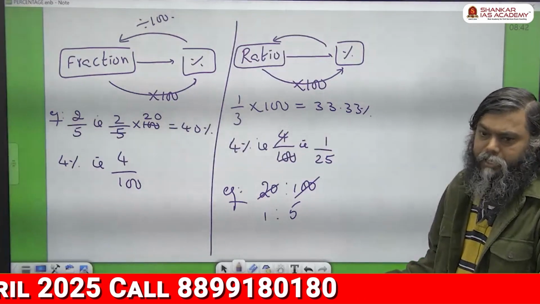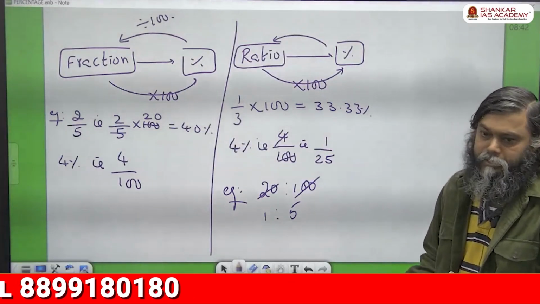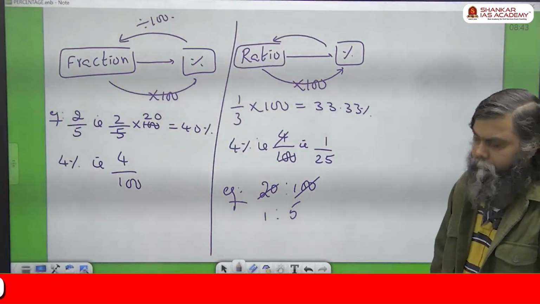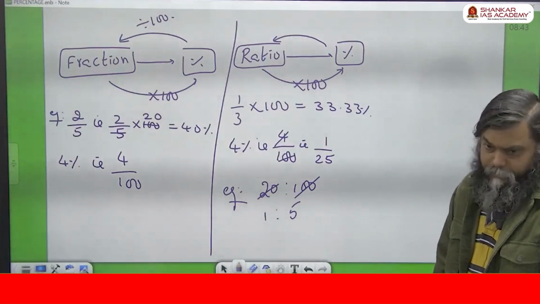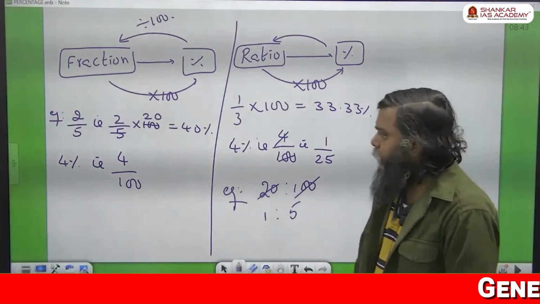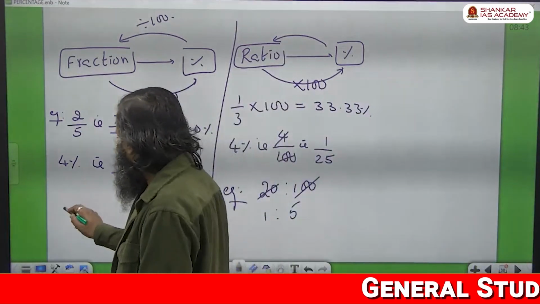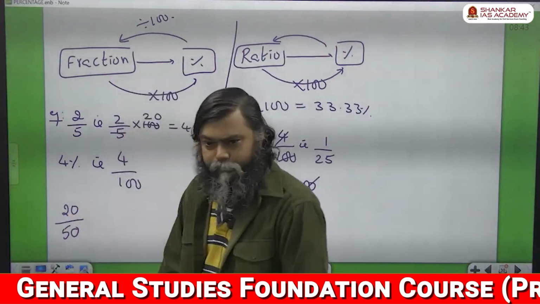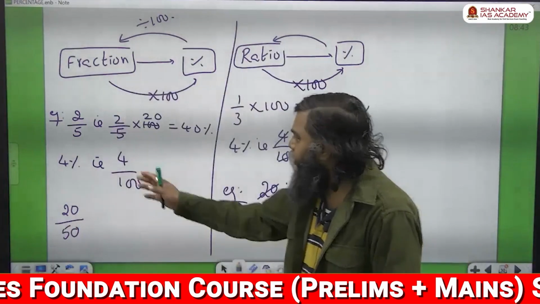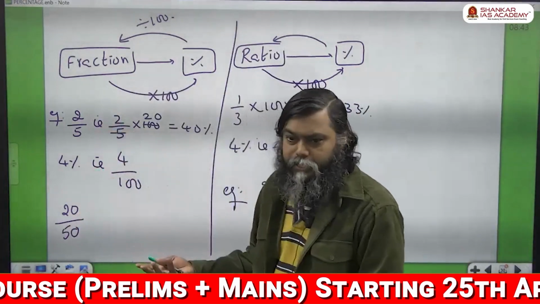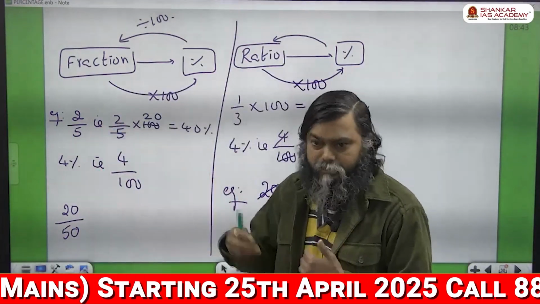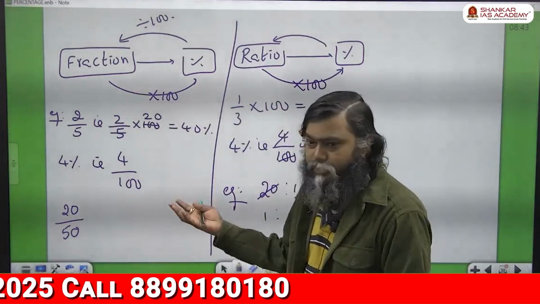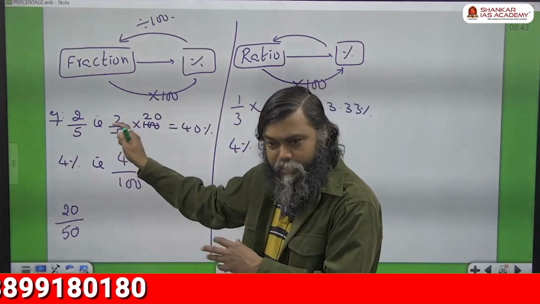Whatever the fraction, multiply by 100. I told you, listen here. 1 by 2 of what? I'm not saying anything. What is 1 by 2? That may be income, that may be population. It may be anything. We have not started the question yet. Generally, if the fraction is like that, I multiply by 100.